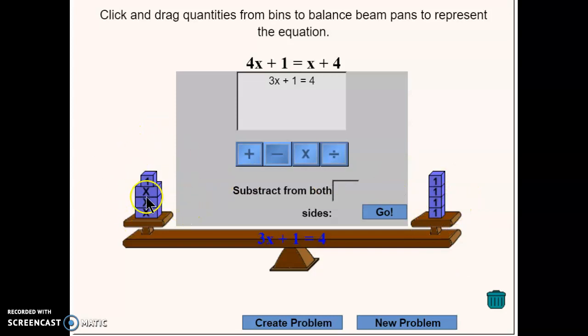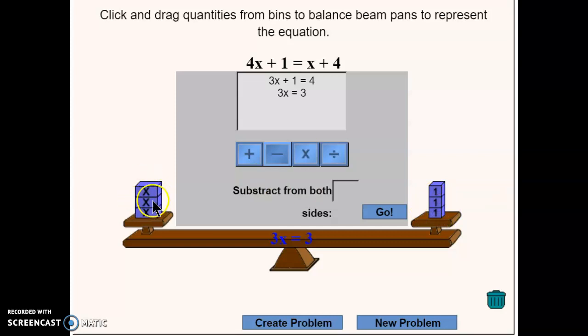On the left hand side I have x and a number which is 1. So I'm going to get rid of this 1. So I only have x on one side and number on the other side. Right, so take away 1 from both sides. So go for it. Right, so now I have 3x, 3 of the x, and equal to 3 on the right hand side.